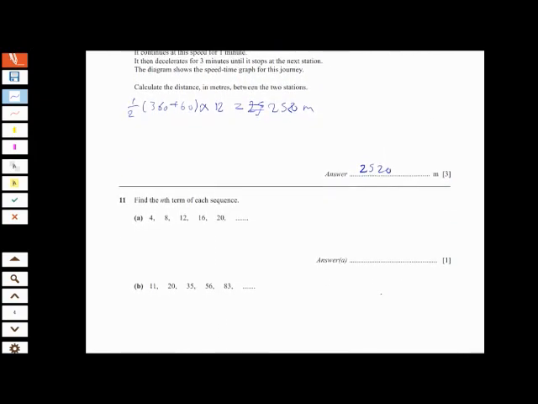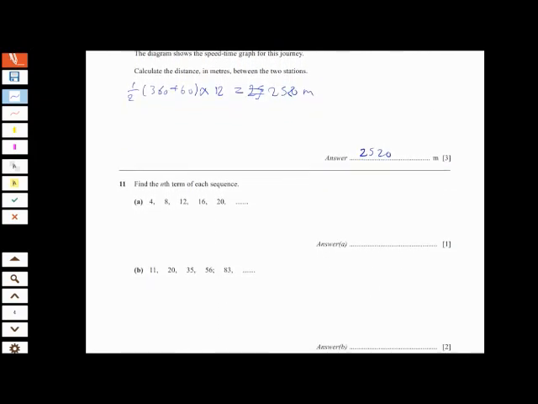Alright, sequence. Find the nth term of each sequence. For this one, just find the difference between each. So between this, 4, 4, 4, 4. Alright, so the formula for this is 4n. Basically just 4n.